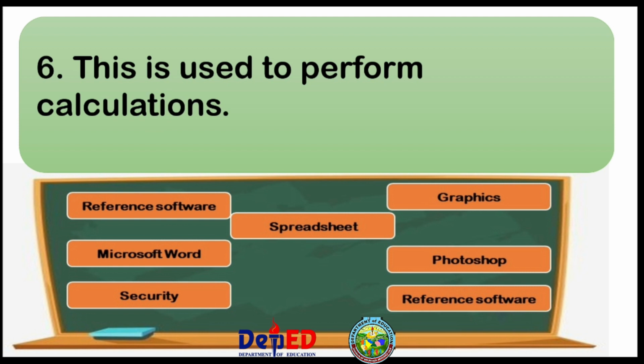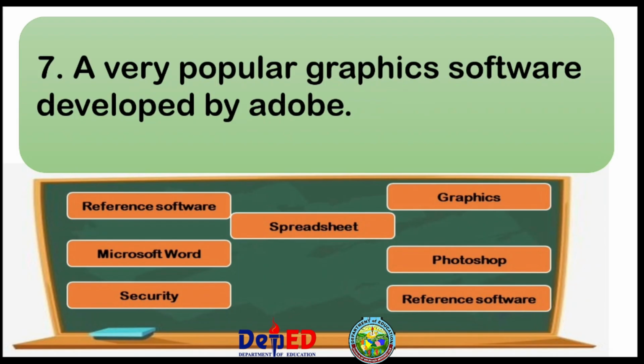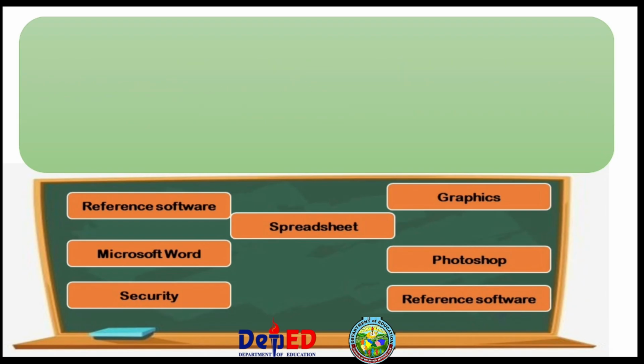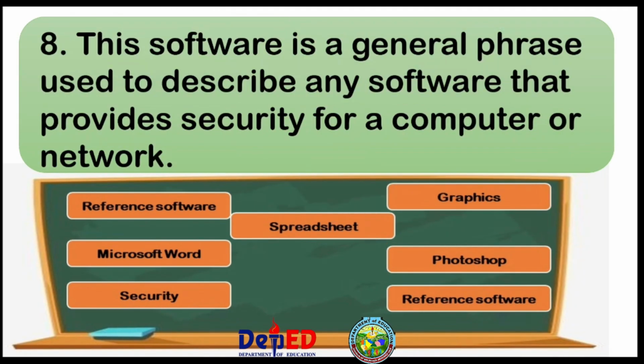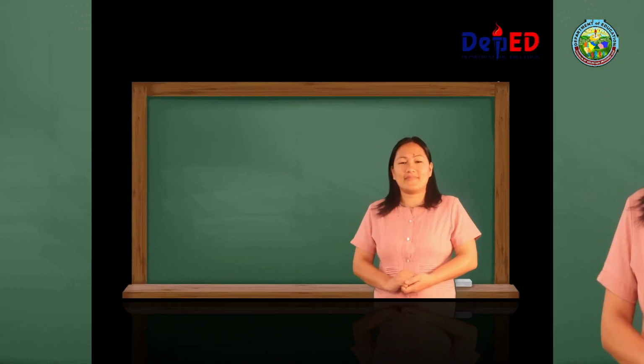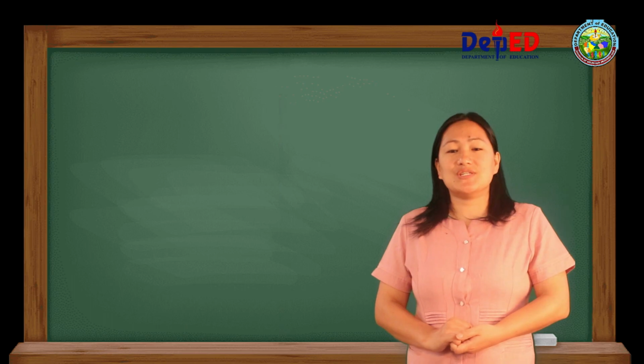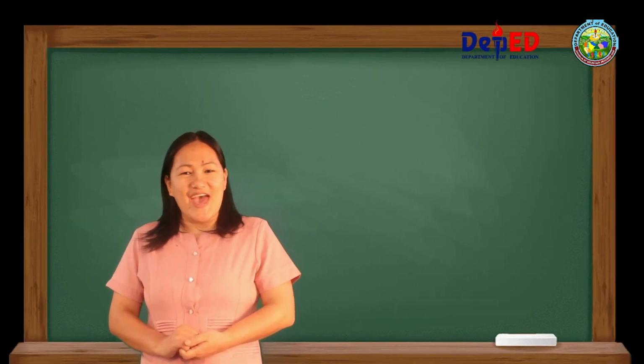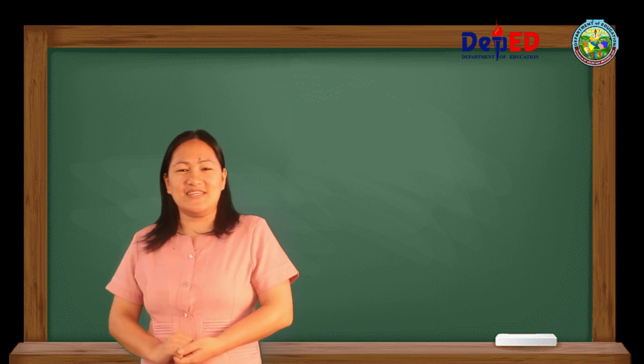Number 6. This is used to perform calculations. Number 7. A very popular graphics software developed by Adobe. And number 8. This software is a general phrase used to describe any software that provides security for a computer or network. You will check your own answers after we discuss the lesson. Sit back and let us move to another activity.